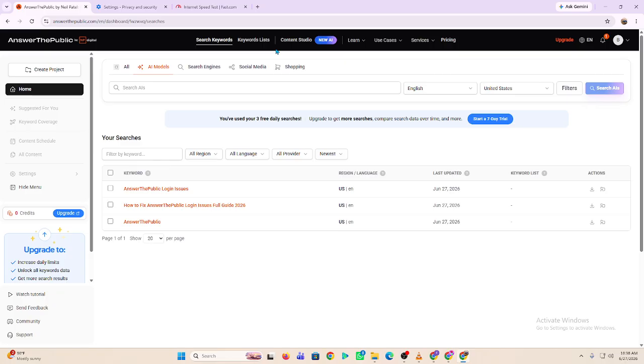Once results load, don't just look at one section. Explore questions, comparisons, prepositions, and related searches. Each one gives a different angle of user intent.